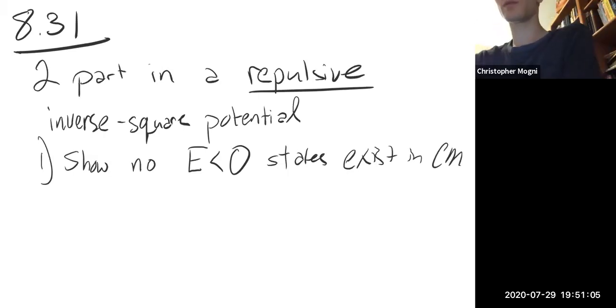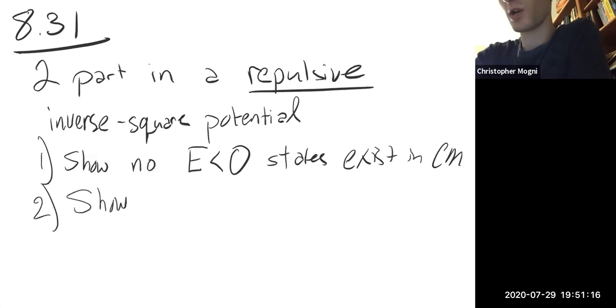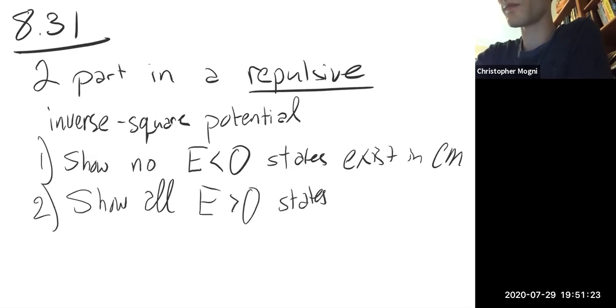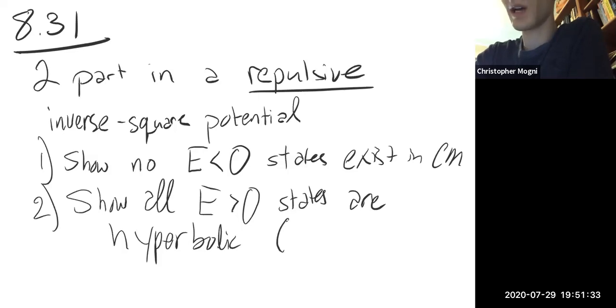And as the book discusses, negative energy states in this context correspond to bound states of a system. Two, show that all E greater than 0 states are hyperbolic. My own aside here is that we can also show that E equal to 0 states are going to be parabolic.